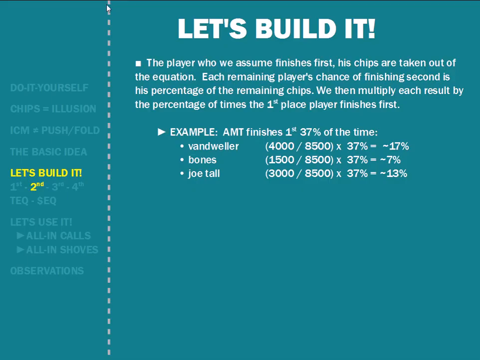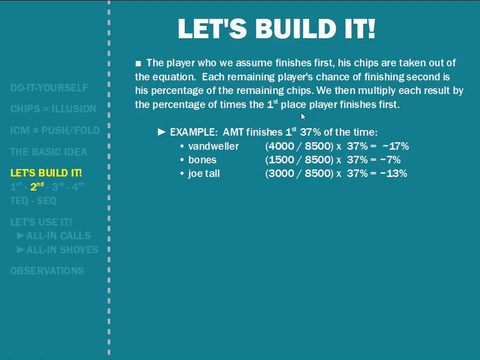Going back to what we're supposed to be doing, the player who we assume finishes first has his chips taken out of the equation, right? Each remaining player's chance of finishing second is his percentage of the total remaining chips after we take that first place player's chips out. Then we multiply each result for each player by the percentage of times the first player actually finishes first.